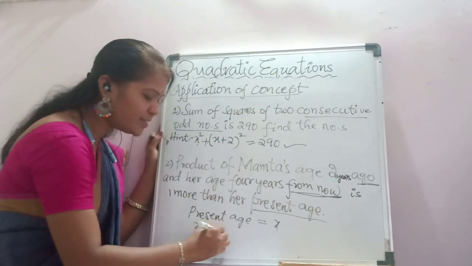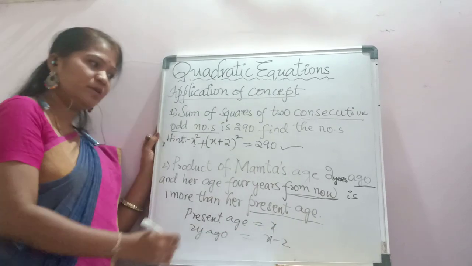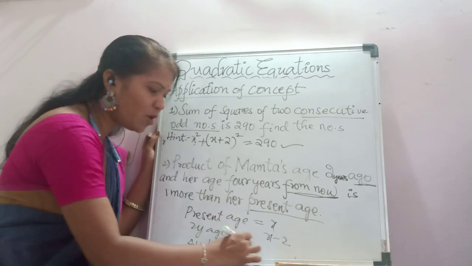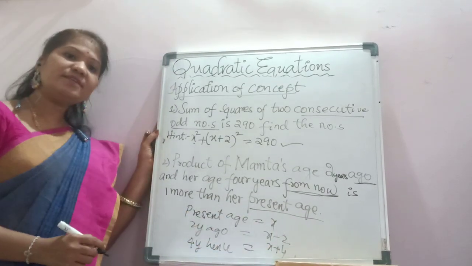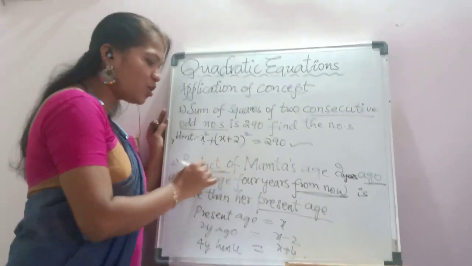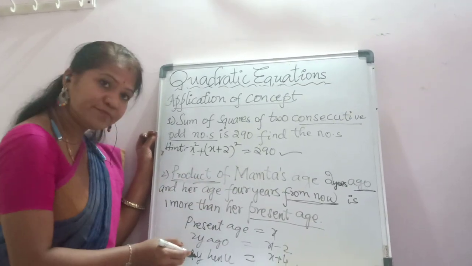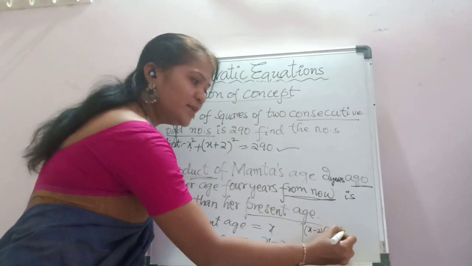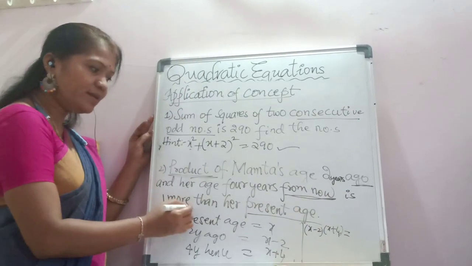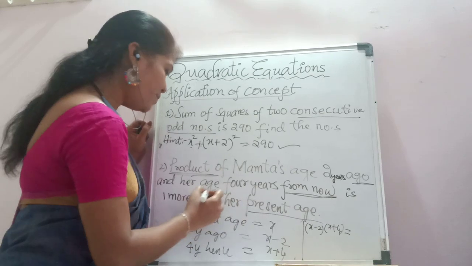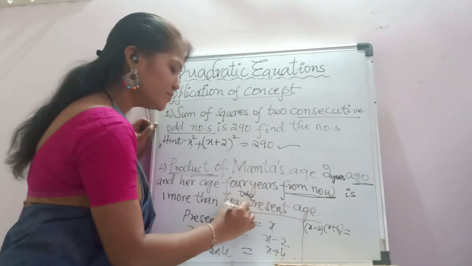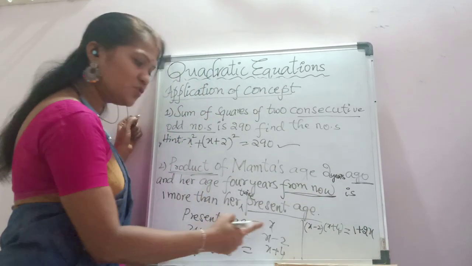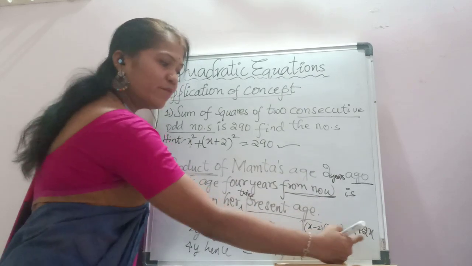So 2 years ago her age becomes what? x minus 2. 4 years from now means what? Hence 4 years, so her age will be x plus 4, isn't it? What is the condition? The product of her age 2 years ago and 4 years from now: (x minus 2) into (x plus 4) is equal to 1 more than twice her present age. Present age is x, so twice her present age means 2x, 1 more is plus 1.